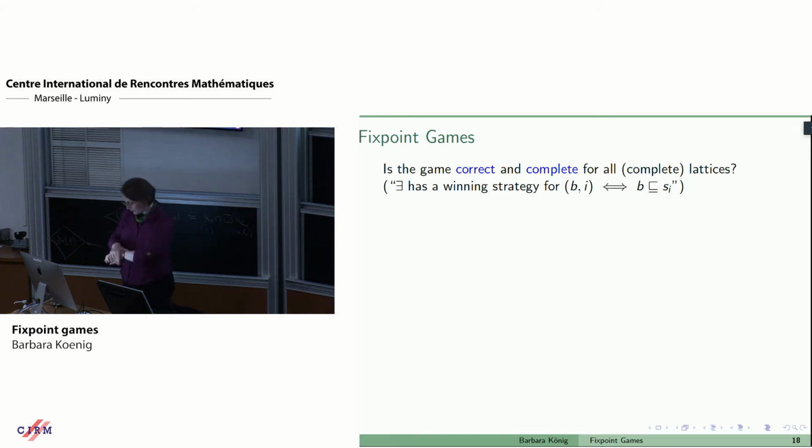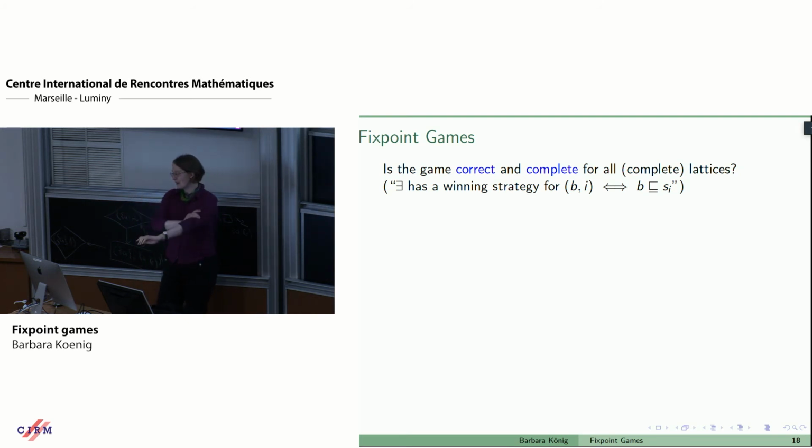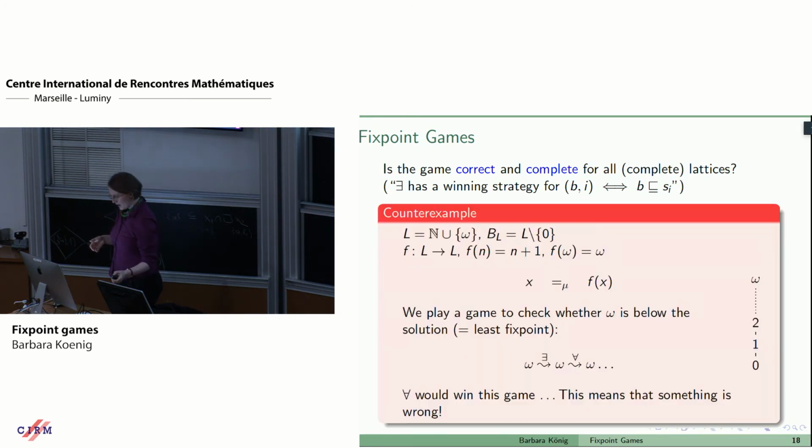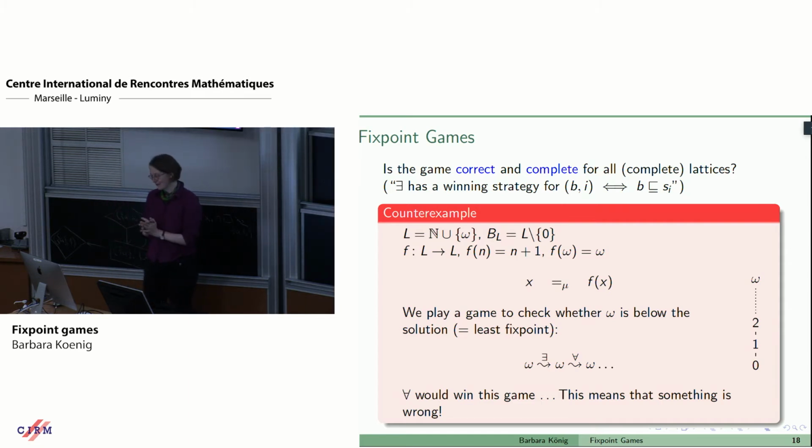OK, so now of course we come to the new, more interesting stuff. So is this game actually correct and complete for all lattices? I just gave you the game without that much explanation. But of course we want the theorem that says that the existential player has a winning strategy for position b_i if b is below the ith component of the solution. And this is actually wrong. So basically I gave you a game that was wrong, but of course it can be fixed.